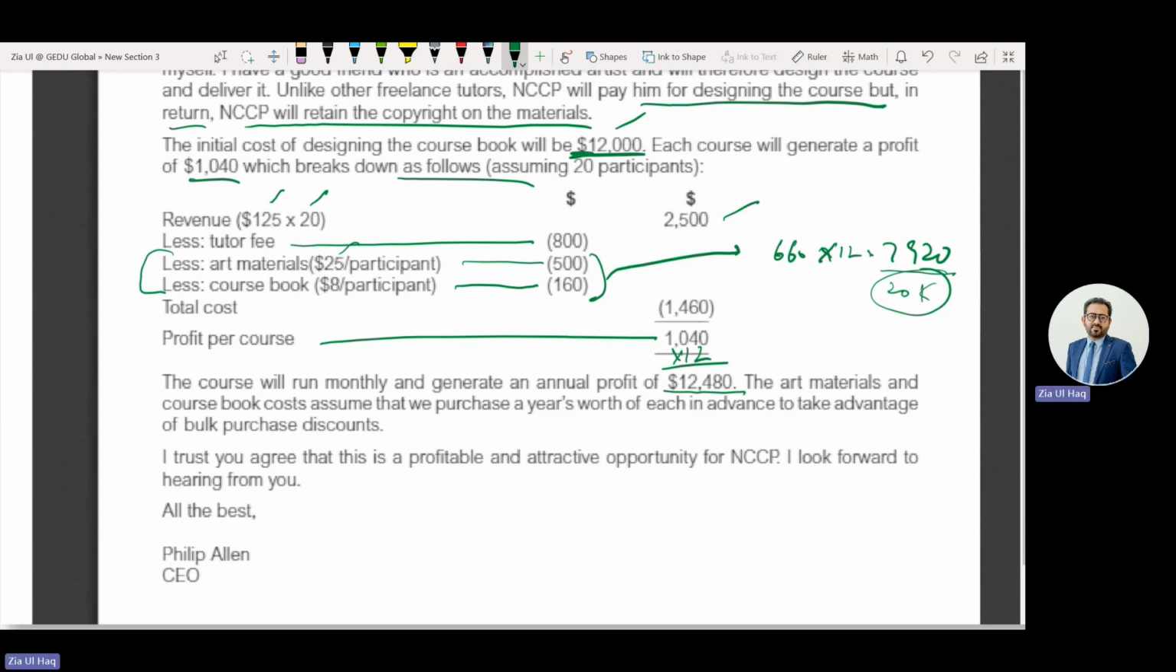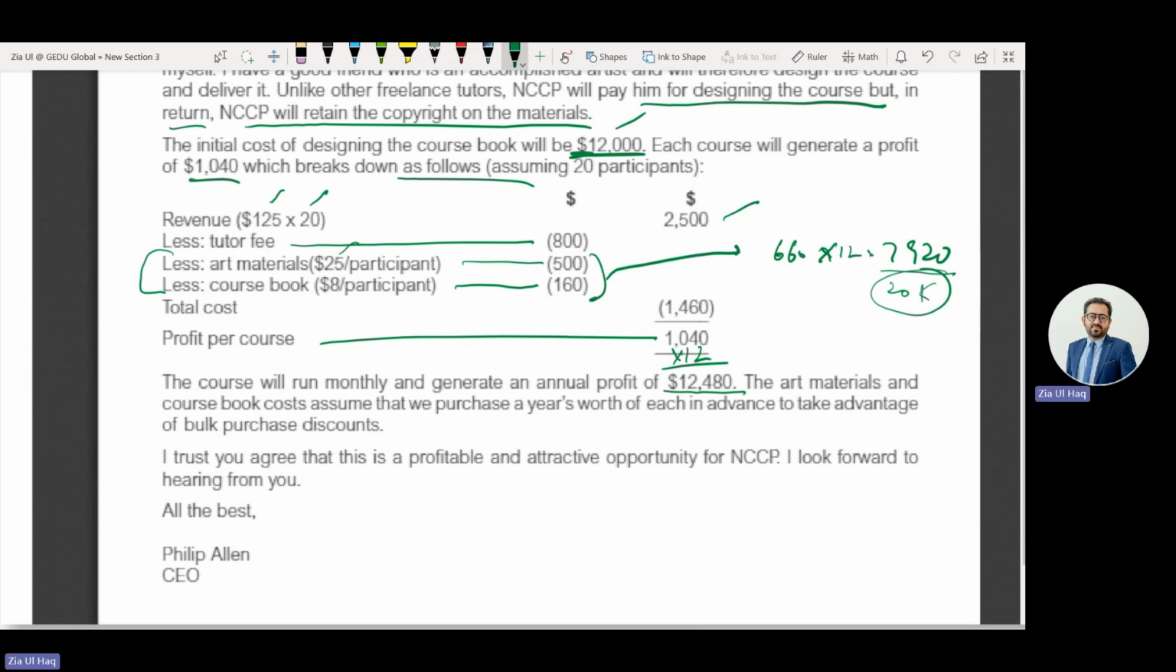And you are having a cash balance of how much? 48,000. And this is about 40 something percent of your cash reserve. This is a new course. Whether it will be successful or not, there is no information about market research. Why do you want to launch? You like it.